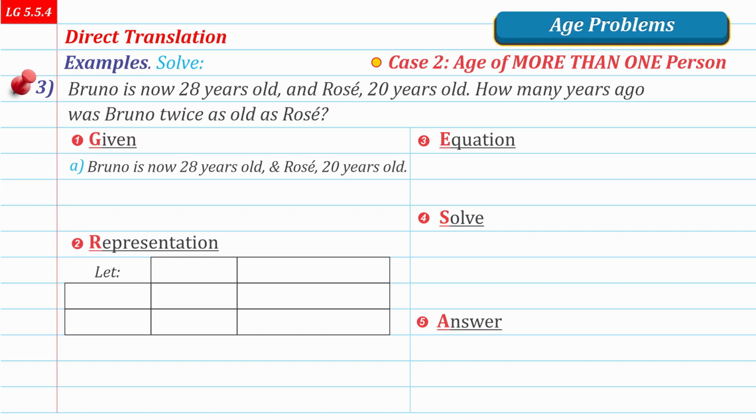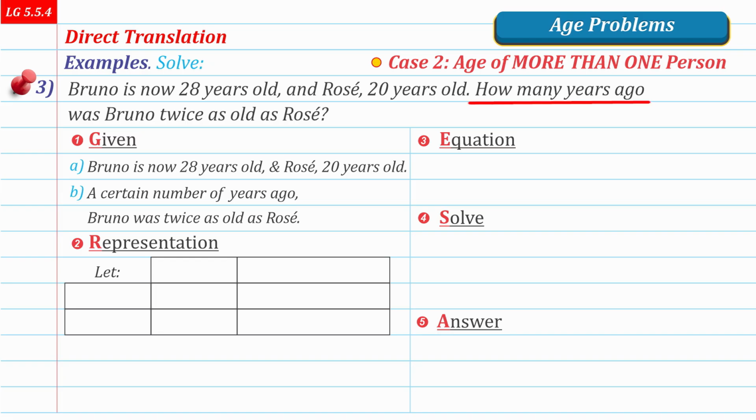Next, we also are given the relationship a certain number of years ago. Bruno, according to the problem, was twice as old as Rosé then. So those are the two givens that we need to analyze. Now, we are required to find the number of years ago, which maybe we can call X. So, for our table this time, we have a separate column for the number of years ago. We don't know that number, therefore we call it X years ago.